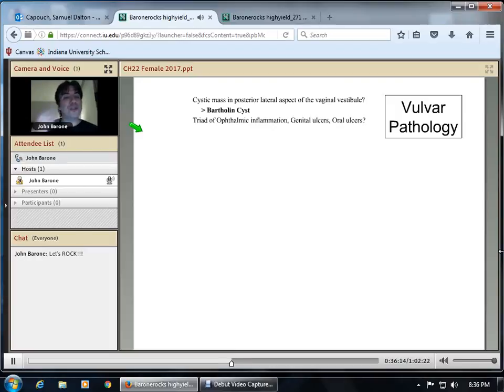Okay, what is the triad of I can't see, I can't pee, I can't eat spicy? That's a small vessel vasculitis called Behçet's disease. All right, vulvar leukoplakia with a thin epidermis and dermal fibrosis. That's called lichen sclerosus.